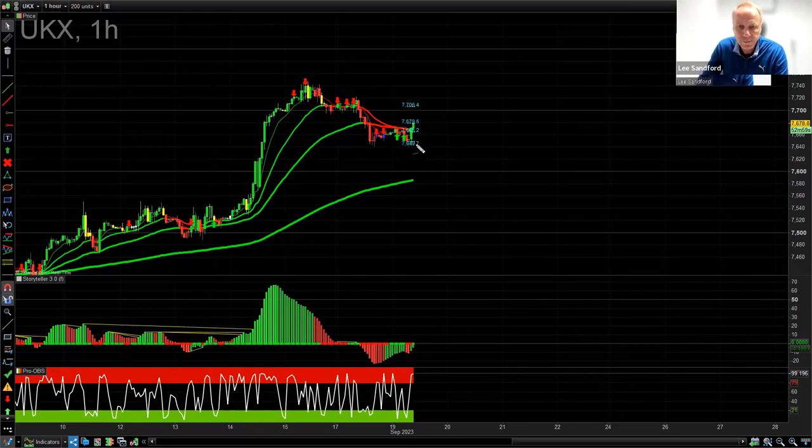But you can see here, we had a nice move down on the 1-hour chart, but then we got this lovely 2-wave divergence on our storyteller. So at this point here at the golden hour, 8 a.m., it was likely to go higher because we had a 2-wave divergence. Momentum was rising.